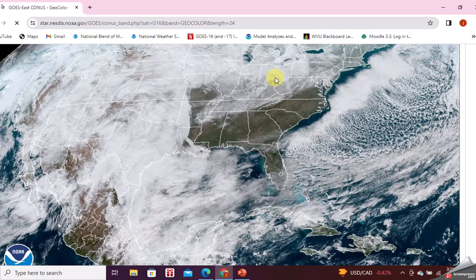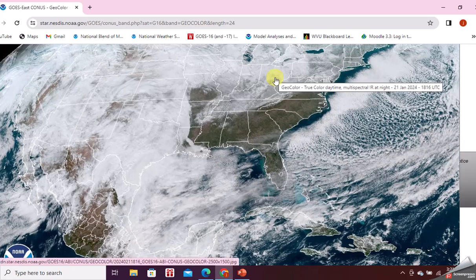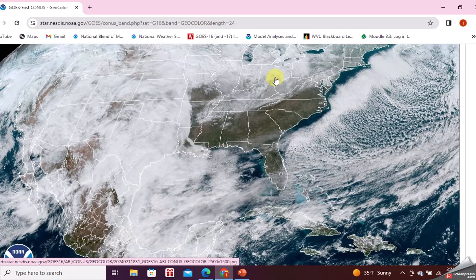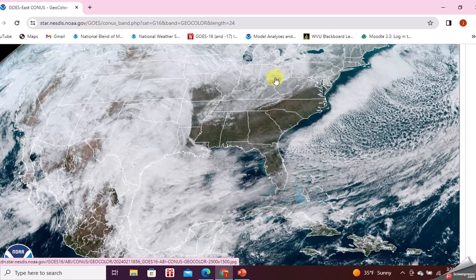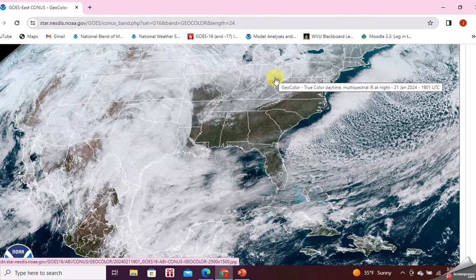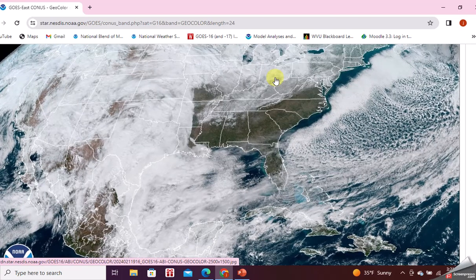However, you also have into the Midwest, these are clouds being pulled up out of the Gulf of Mexico as moisture is coming up. So all of this, I'm observing in this image. And so that's a lot of information that you're able to get from a single image.